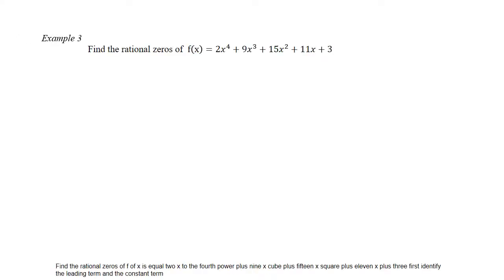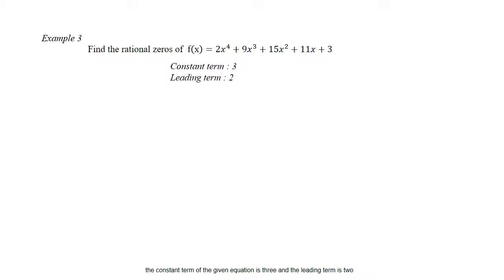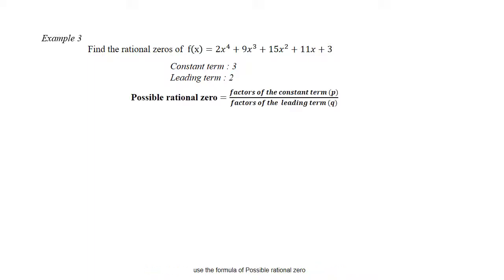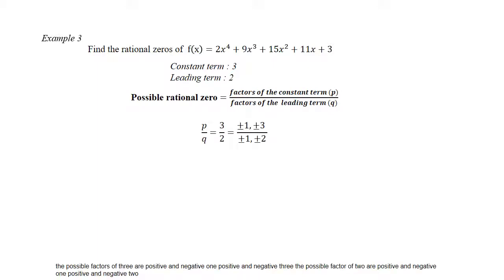Example number 3. Find the rational zeros of f of x is equal to 2x to the 4th power plus 9x cubed plus 15x squared plus 11x plus 3. First, identify the leading term and the constant term. The constant term of the given equation is 3, and the leading term is 2. Use the formula of possible rational zeros. The possible factors of 3 are positive and negative 1, positive and negative 3. The possible factors of 2 are positive and negative 1, positive and negative 2.